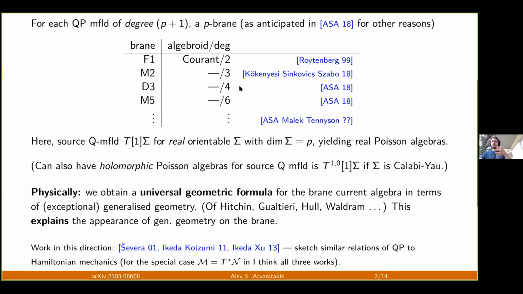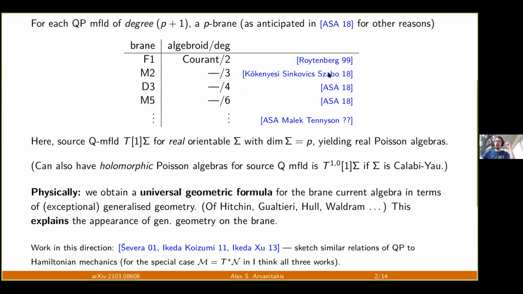So some of this was known since the late 90s, I guess. For example, Courant algebroids, which are degree 2 QP manifolds, correspond to strings. So that's the first entry in the table here. But then the rest of the entries were put forward quite recently. This correspondence was really sketched quite recently.